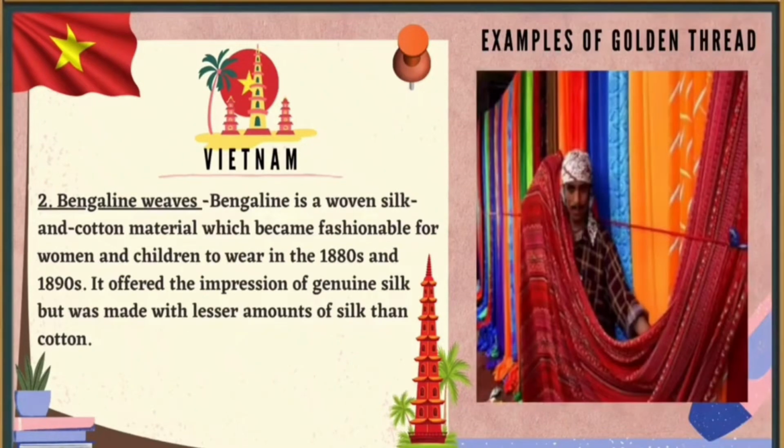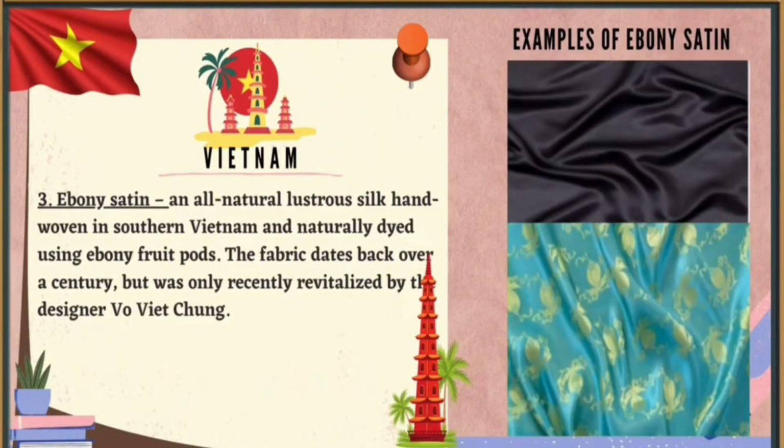Number 2. Bengaline webs. Bengaline is a woven silk cotton material that became fashionable for women and children to wear in the 1880s and 1890s. 3. Ebony satin. A natural luxurious silk, hand woven in southern Vietnam, naturally dyed using ebony fruit pods. Fabric dates back over a century, but was only recently revitalized by the designer Viet.